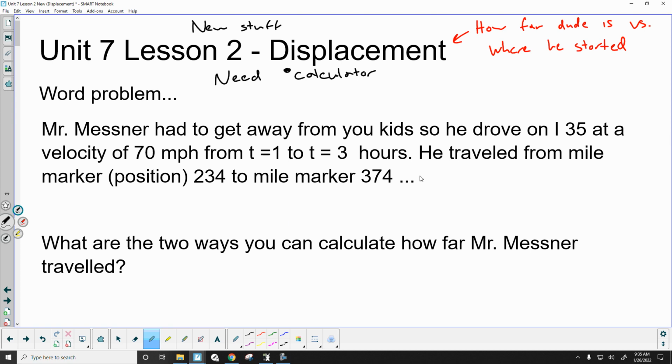Get 140 different ways. I had to get away from you kids. I drove on I-35 with a velocity of 70 miles per hour for 2 hours, traveling from a mile marker, a position of 234, to a mile marker 374. Get 140 two different ways. Go. Tell your neighbors how you got the 140 two different ways. Go.